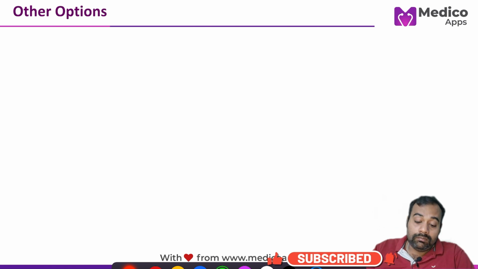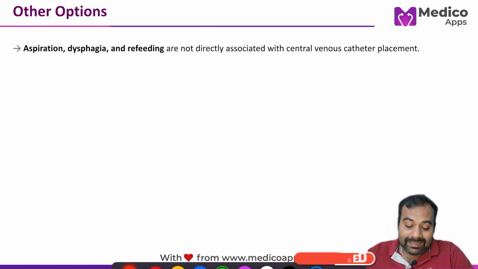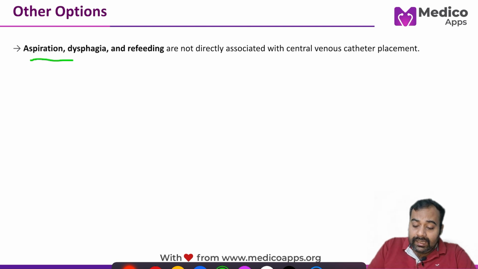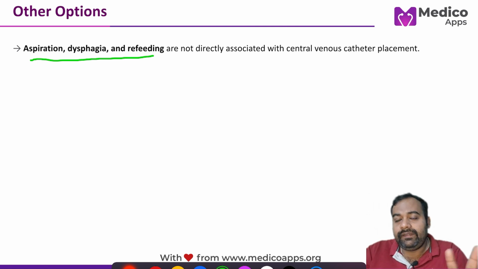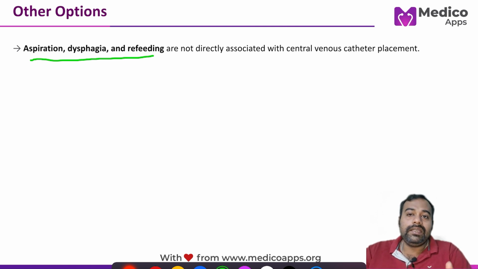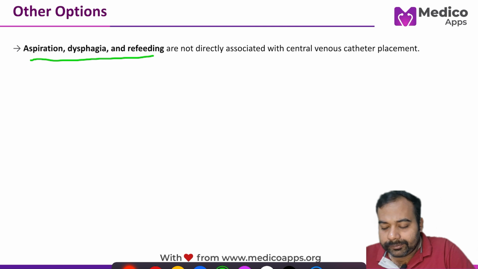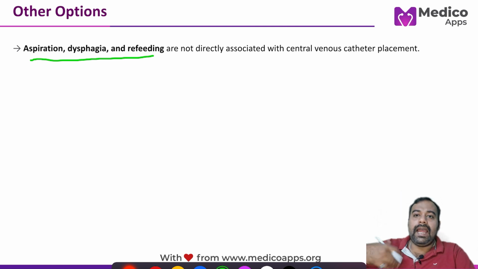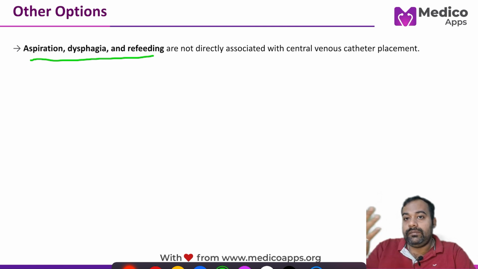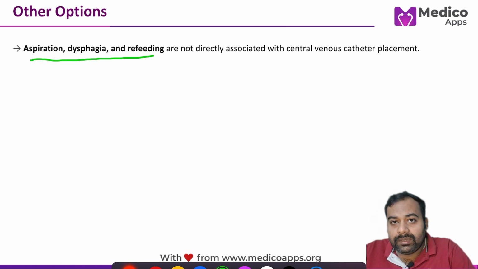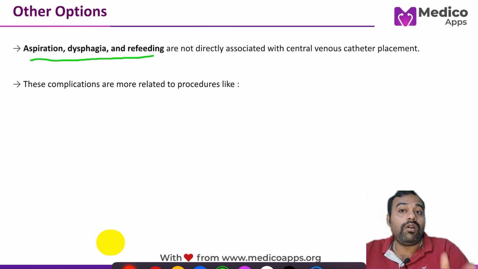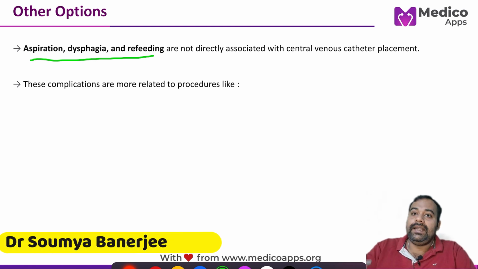Now let's try to understand the other options. Aspiration, dysphagia and refeeding are not directly associated with central venous catheterization. You could say that refeeding might be associated. Refeeding happens when you go for parenteral nutrition for a longer duration. There is a metabolic shift from protein and fat towards carbohydrate, so there is a sudden rise in insulin level that would eventually lead to hepatic failure, renal failure, as well as electrolyte abnormalities. That is refeeding syndrome, which is not directly associated with catheter placement.